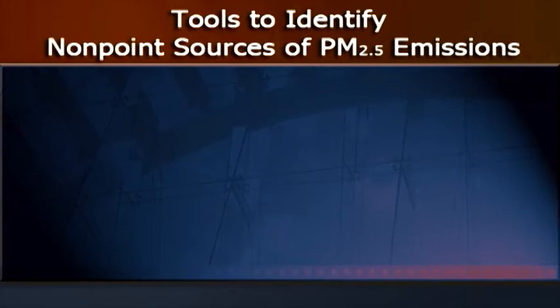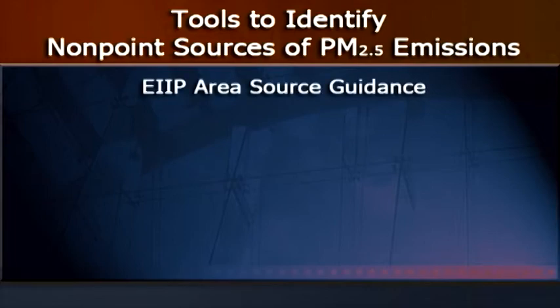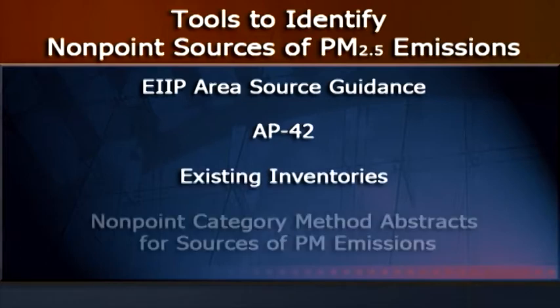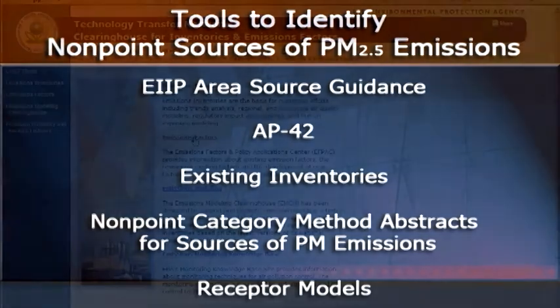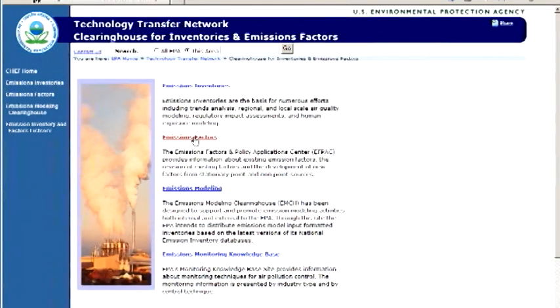The following tools can be used to identify non-point sources of PM 2.5: the EIIP Area Source Guidance, AP-42, existing inventories, non-point category method abstracts, and receptor models. The CHIEF is EPA's website for inventories. It includes sections on emission factors, inventories, emissions modeling, and an emissions monitoring knowledge base.